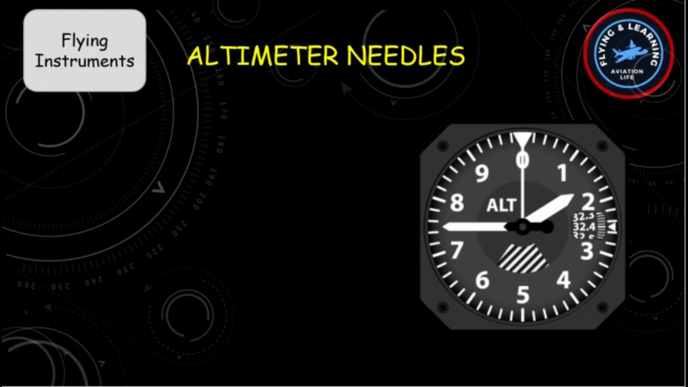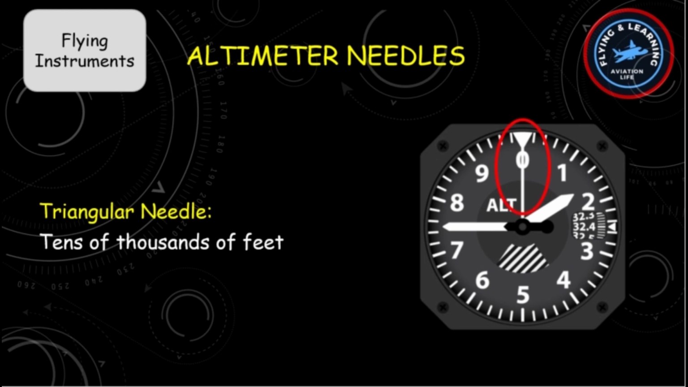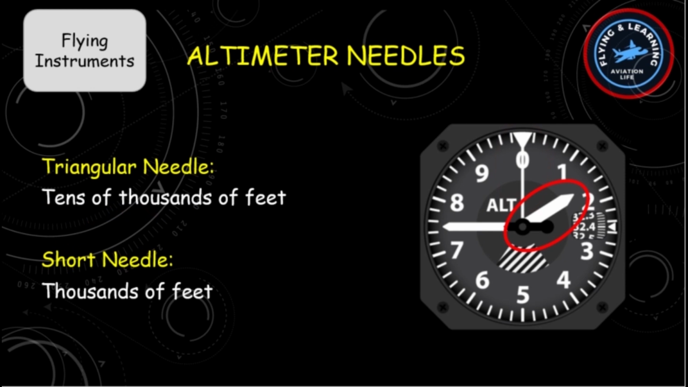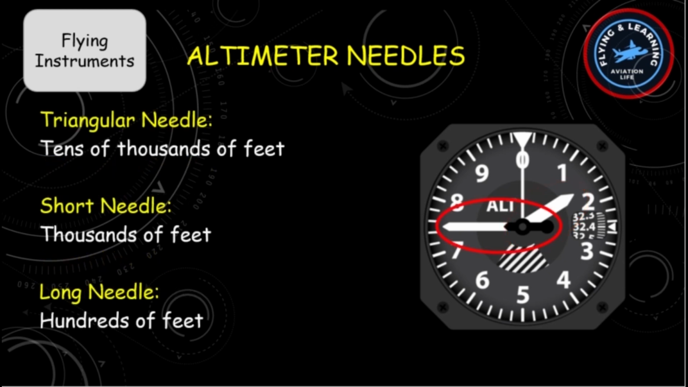There are different needles on the indicator. First is the triangular indicator, which indicates height in tens of thousands of feet, like 10,000 or 20,000. Then there is a short needle, which indicates thousands of feet. If it is at 1, it shows 1,000 feet. If it is at 2, then it indicates 2,000 feet. The third one is the long needle, which indicates hundreds of feet. If it is at 7, then it means 700 feet, and if it is at 8, it means 800 feet.